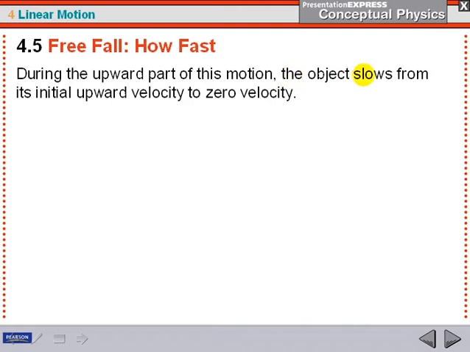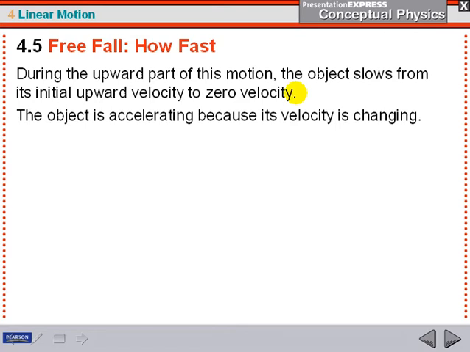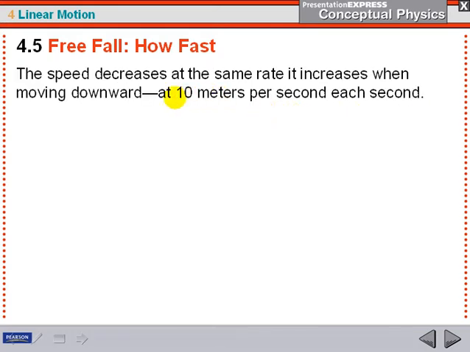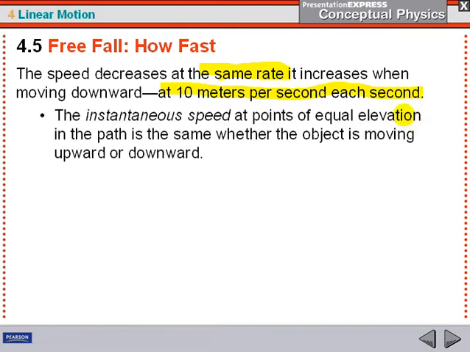If you throw the object up, it's going to slow down from its initial upward velocity to 0 velocity. And we know it's accelerating because the velocity is changing. It's slowing down. So how much does the speed decrease each second? It decreases at the same rate as it increases moving downward. It's 10 meters per second each second, 10 meters per second squared.